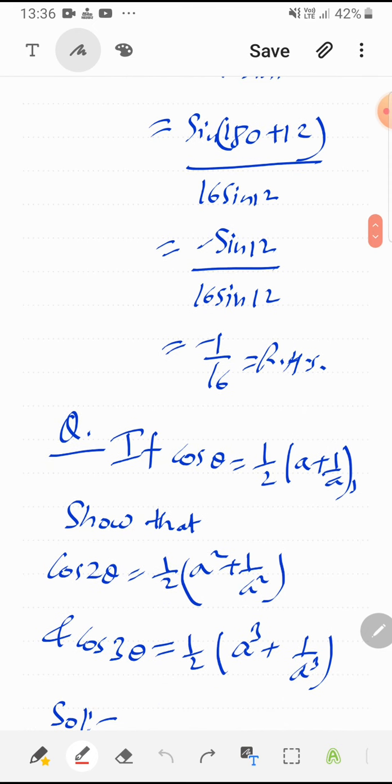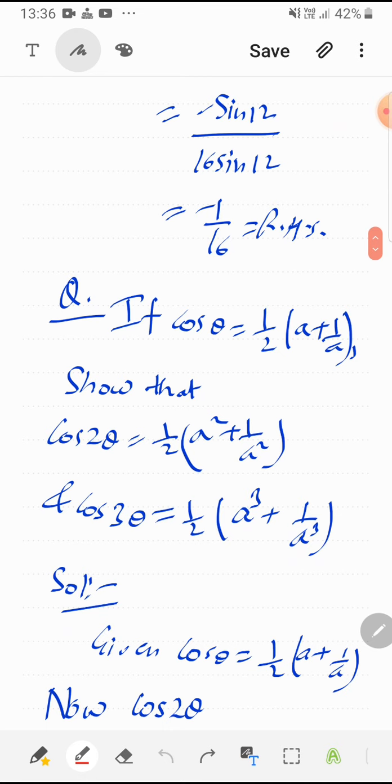Next question is: if cos theta is equal to half in the bracket a plus 1 by a, we have to prove that cos 2 theta is equal to half in the bracket a square plus 1 by a square, and cos 3 theta is equal to half a cube plus 1 by a cube. So we have to prove these two statements from this given statement.